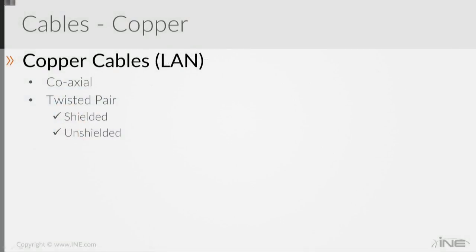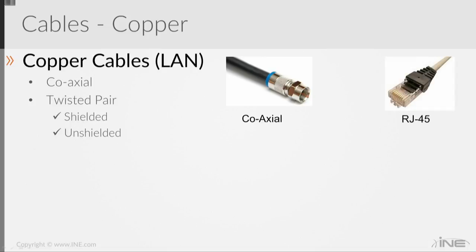So with copper cabling, you have coaxial cable, which looks like this. If you use cable modems at home, your cable coming out of your wall looks like this, and this is called a coaxial cable. It's got that little spiky, pointy thing sticking out of the end of it there. So that's coaxial cable, typically used for cable modems or cable TV. And then you've got twisted pair cable.